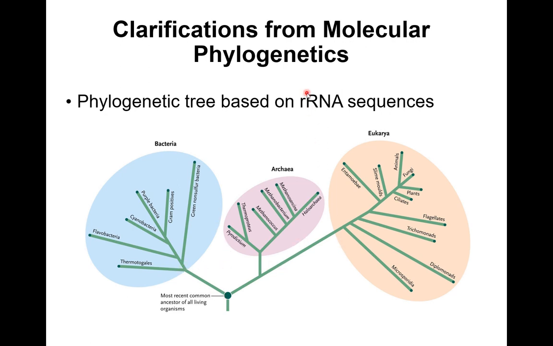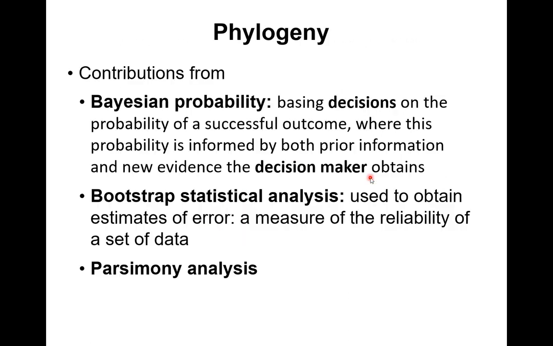You could not use a ribosomal RNA to separate a Homo neanderthalensis from a Homo sapiens. We are too closely related. There will be basically no meaningful differences there.